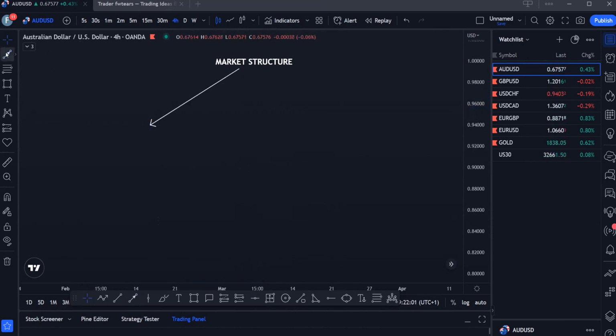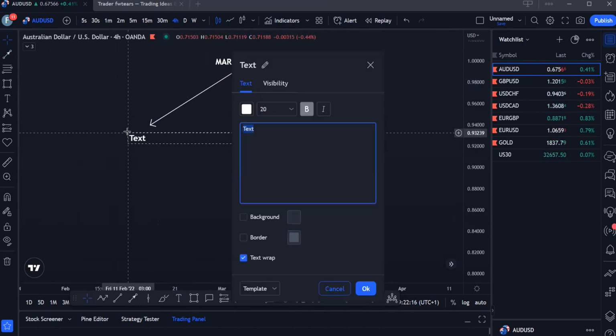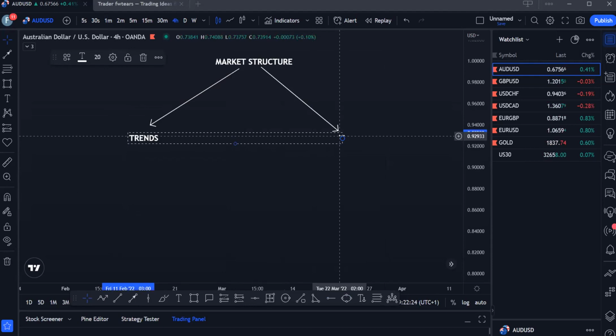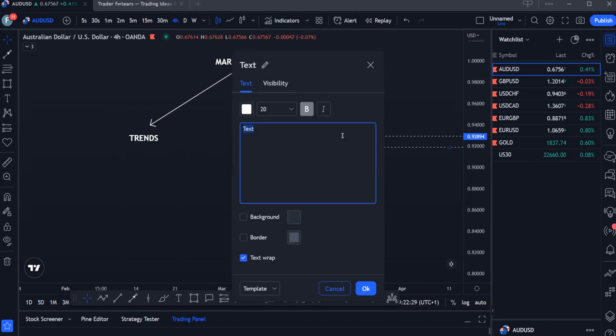Okay, so tonight, in the most basic form, we're going to look at two aspects. And then later on in our advanced classes, we'll look at deeper aspects of market structure. But tonight, we're going to talk about the concept of trends, market trends, and then we are going to talk about support and resistance.